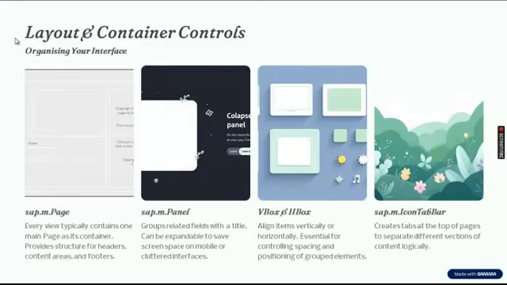VBox and HBox align items vertically or horizontally, essential for controlling spacing and positioning of grouped elements. IconTabBar creates tabs at the top of the page to separate different sections of content logically.